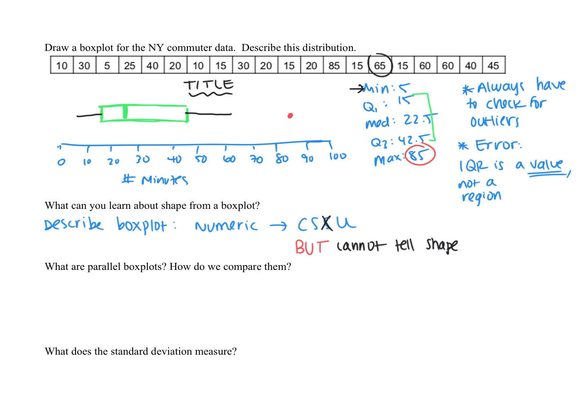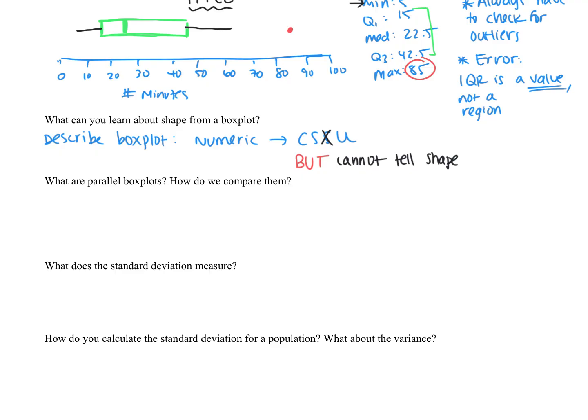Okay, we're going to talk about parallel box plots, and then we'll take one more break before finishing notes. Parallel box plots, exactly what they sound like. More than one of them. So you could have a box plot here that maybe is your New York data, and then maybe you have another box plot here that is somewhere else, LA. How do you compare them? You're still going to do CSSU, except shape still doesn't exist.